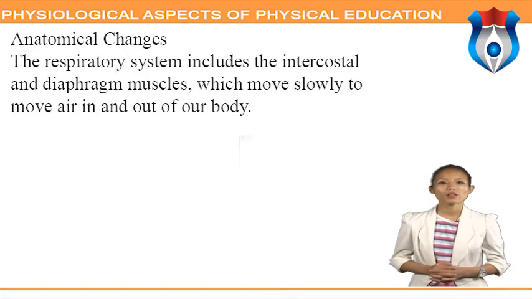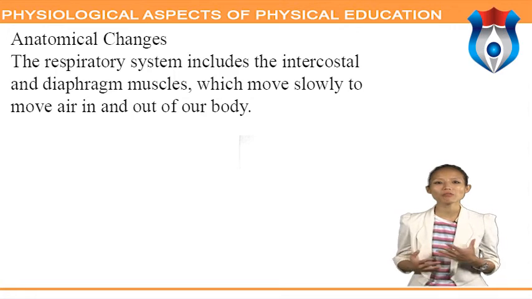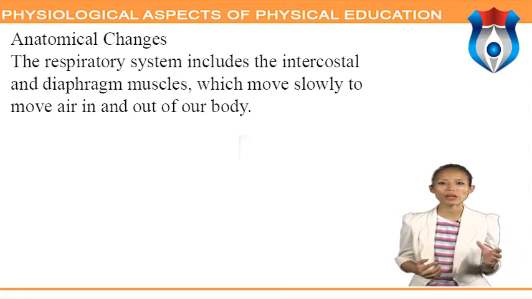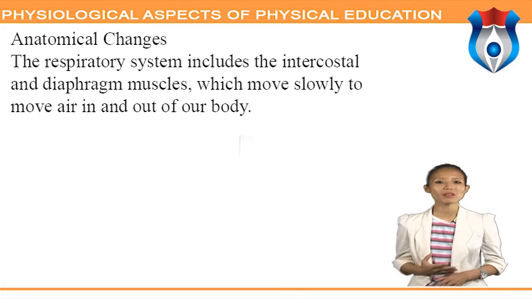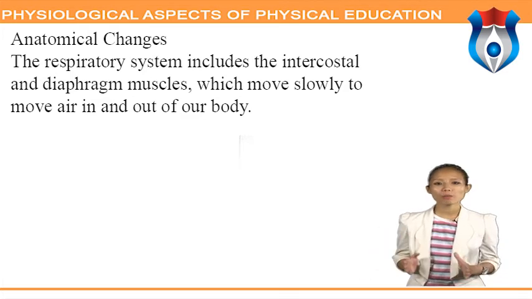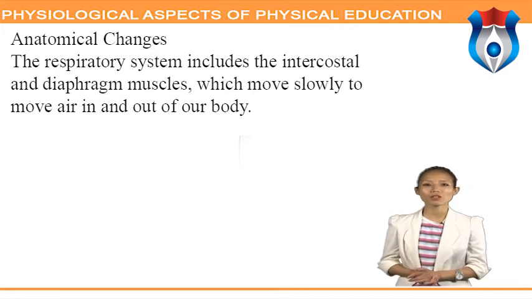Anatomical changes. The respiratory system includes the intercostal and diaphragm muscles, which move slowly to move air in and out of our body. When we exercise, these muscles work overtime to pump the air and are aided by surrounding muscles like the scalene, trapezius and sternocleidomastoid to take pressure off the lungs by lifting the ribs.